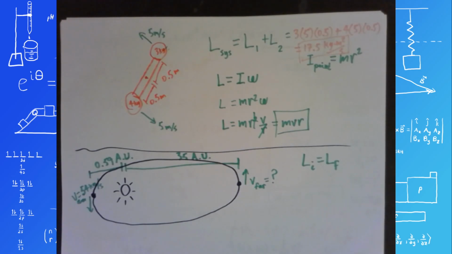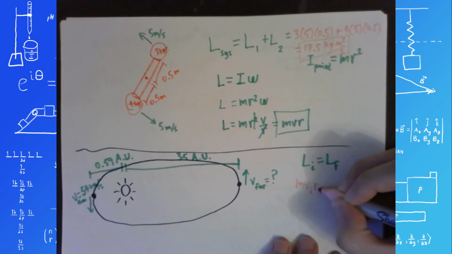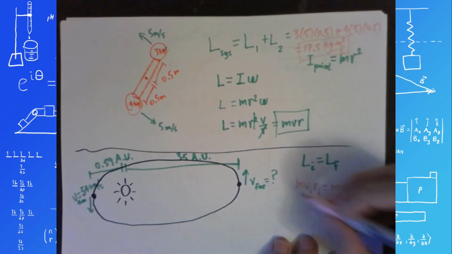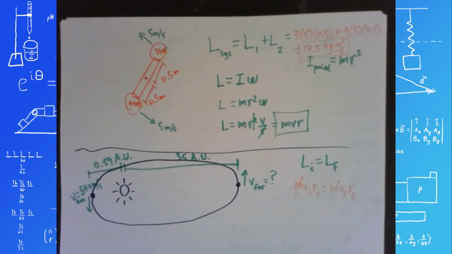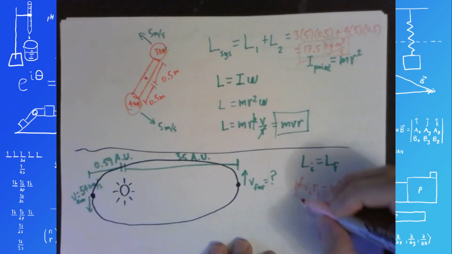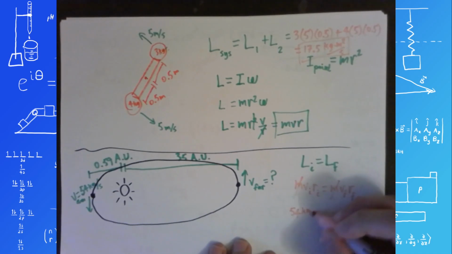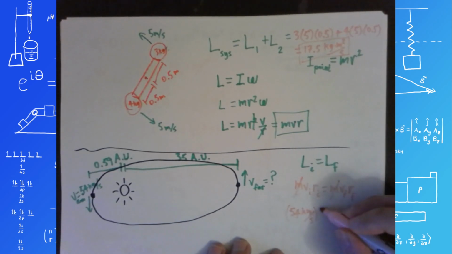So if I do mv initial r initial equals mv final r final, the mass stays the same, so that cancels out on both sides. V initial, I'll say that this is the initial point, is 54 kilometers per second. Notice I did not convert it to meters per second. For this formula, you don't actually have to do that most of the time. And then 0.59 astronomical units, again, not converting that to meters.